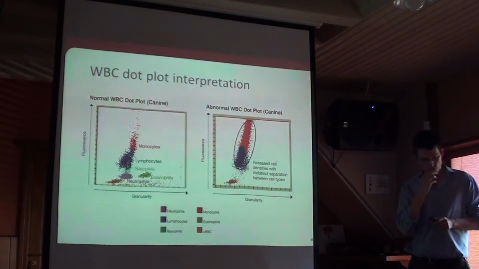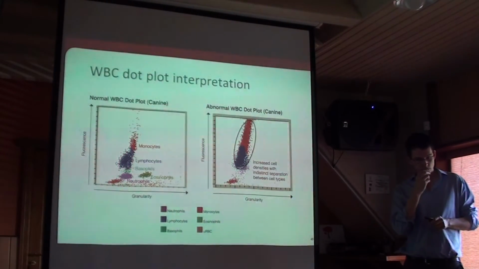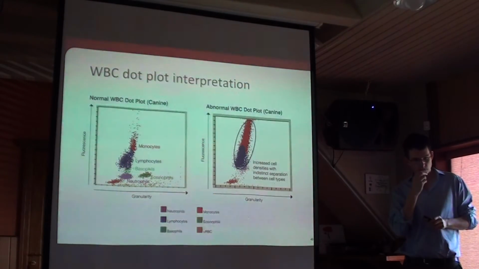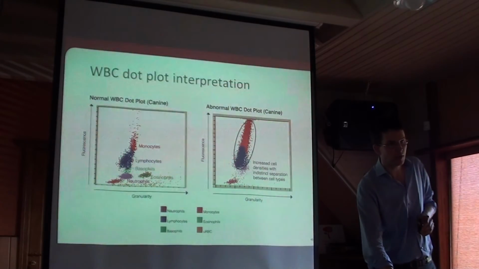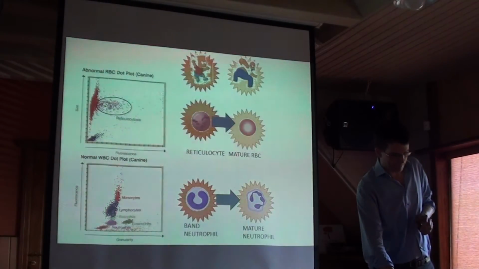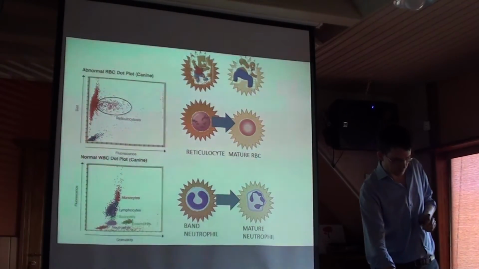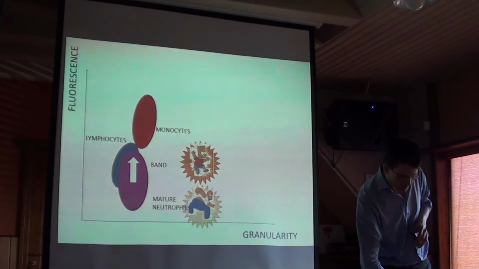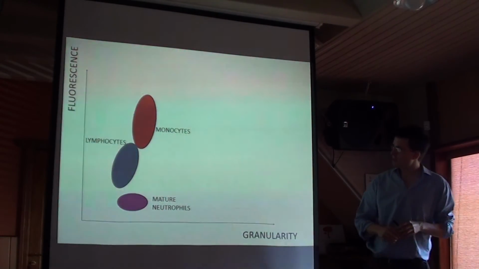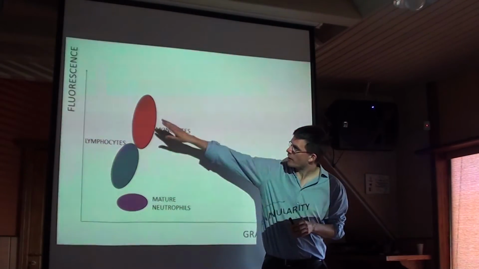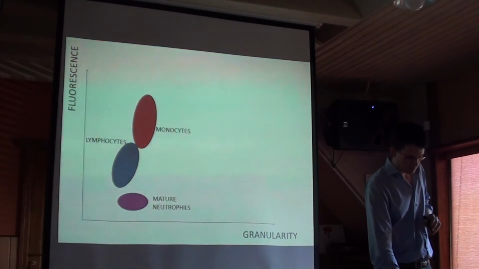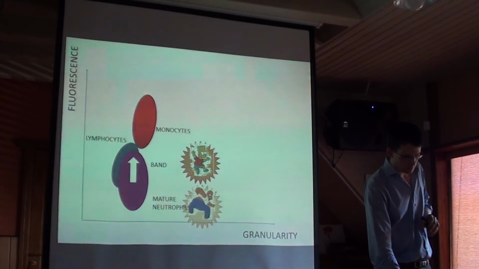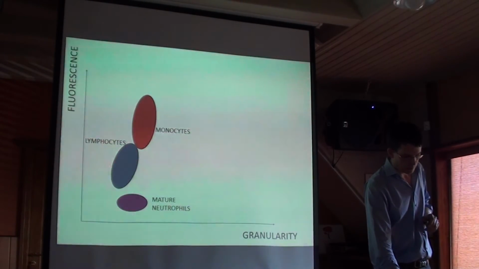As you expected, you guessed already, we had a lymphoid leukemia. So when we have immature cells, they spread along the fluorescence axis.